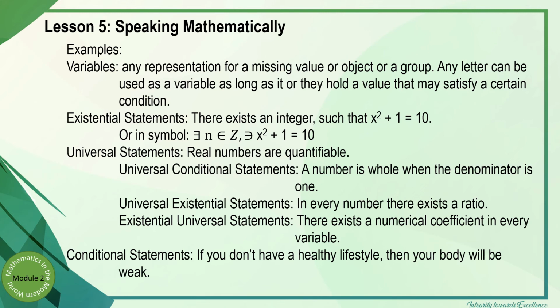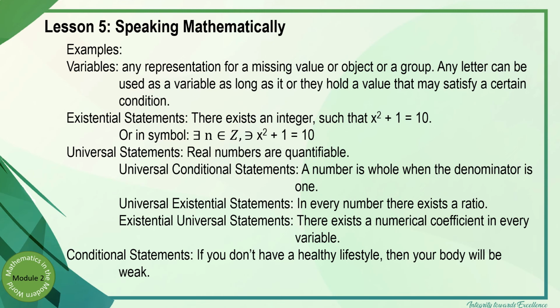So, real numbers are quantifiable. Universal yun. Ibig sabihin, lahat daw ng real numbers, kaya nating malaman yung value, kaya natin bilangin, kaya natin sukatin. Okay? Quantifiable siya. Measurable. Totoo, di ba? Next, universal conditional statements. Example natin, a number is whole when the denominator is 1. So, universal siya. A number is whole. Okay? Whole number daw. Kung ang denominator niya ay 1. So, nagkaroon ng condition. Kung, di ba?